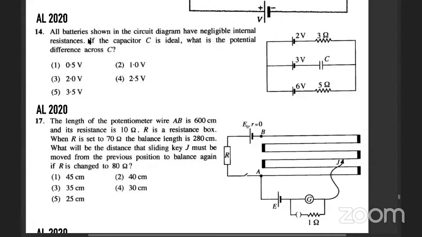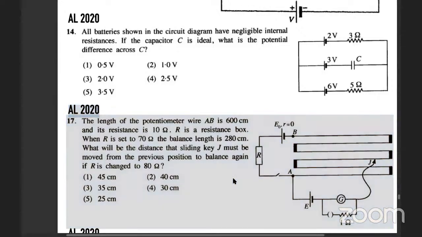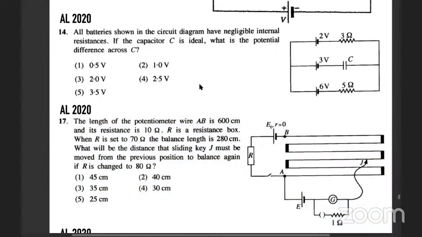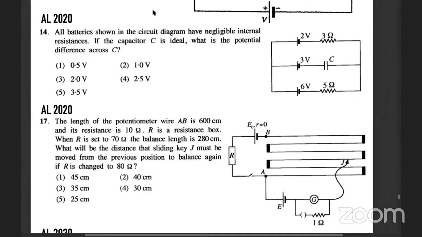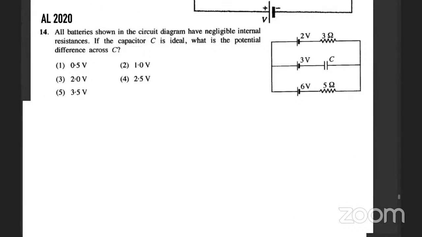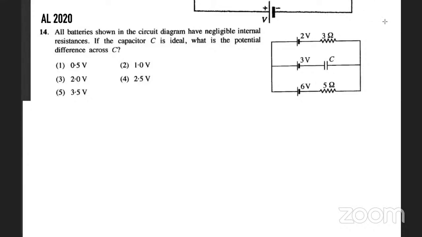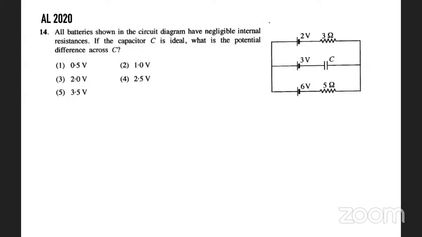So this one, another question from the same year, 2020, but it's the 14th MCQ. Yeah, it has a capacitor there. You can see there's a capacitor. So there are many questions which include a capacitor as well as resistors in the circuit. Let's see how we are going to handle this question.